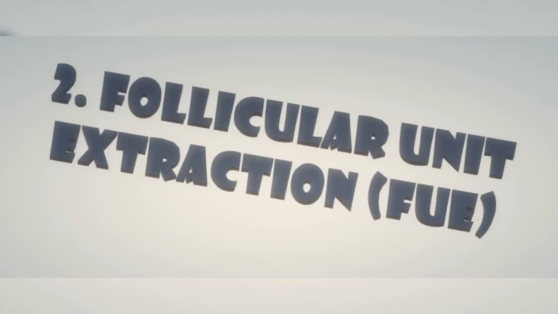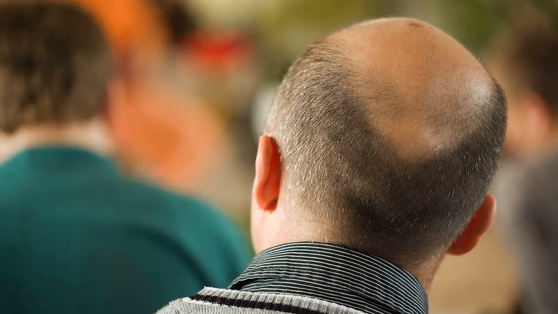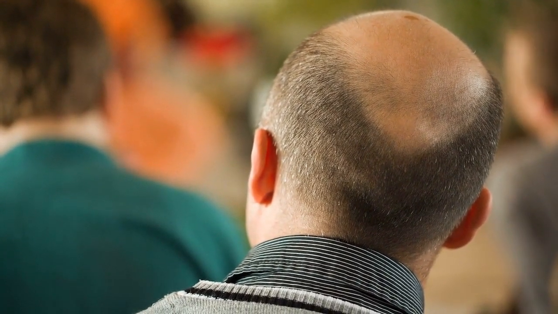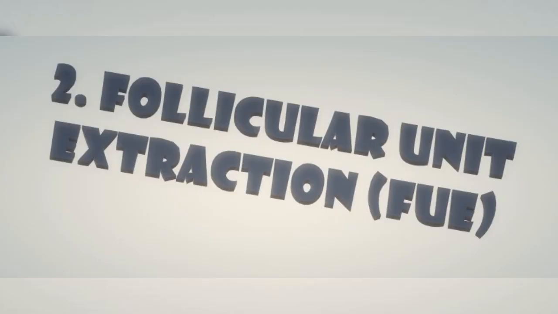The second type is follicular unit extraction, FUE. FUE is a modern and minimally invasive hair transplant technique used to treat hair loss and baldness. The first step is the donor area selection. Typically, this area is located at the back or sides of the head where the hair is genetically resistant to balding. The second step is extraction of hair follicles. Individual hair follicles are extracted one at a time from the donor area using a micropunch or a specialized FUE device. The extraction process leaves tiny round scars at the donor site.